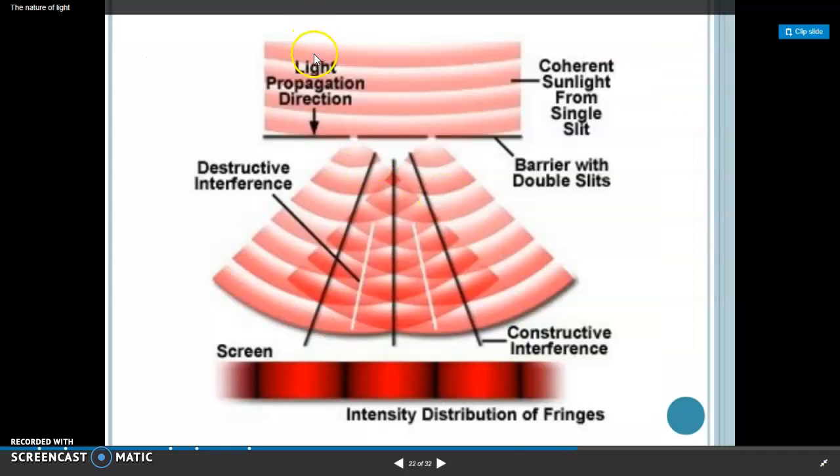So this is the light propagation direction, how the light propagates. This is the screen, with an intensity distribution of rings, from constructive interference. So this is the light, and the light will pass from here and propagate. Okay?